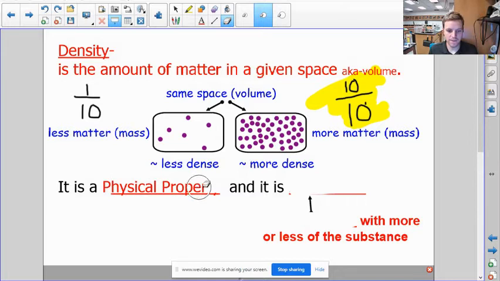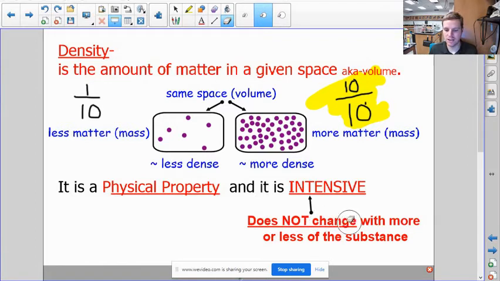Density is a physical property, and it is intensive. Intensive means that it does not change with more or less of the substance. When you have an intensive property, it doesn't matter how much of the stuff you have, the property does not change.